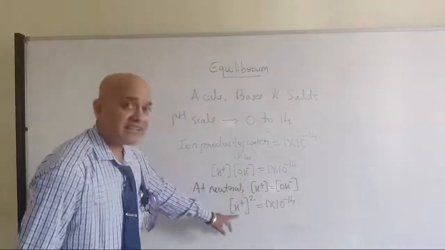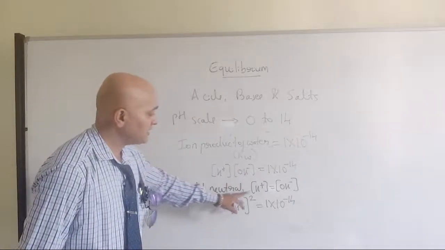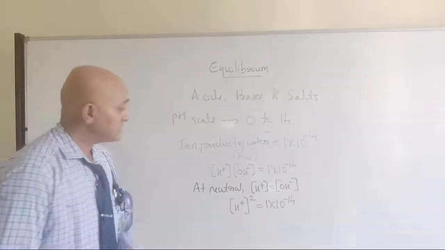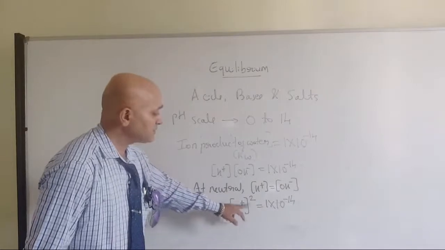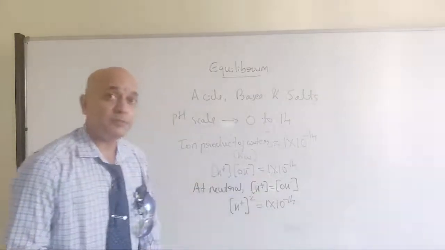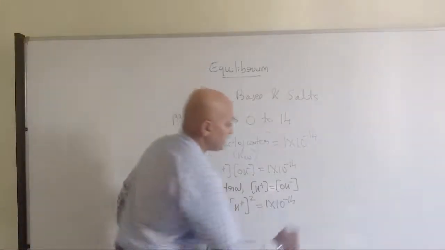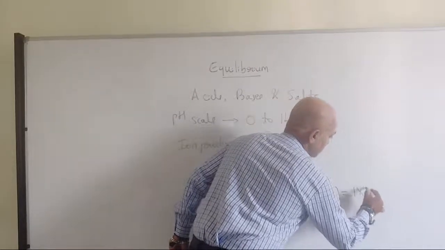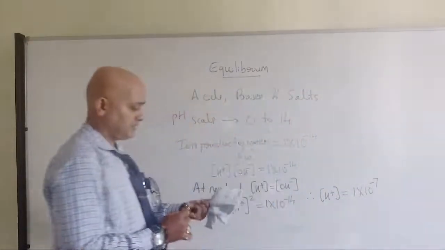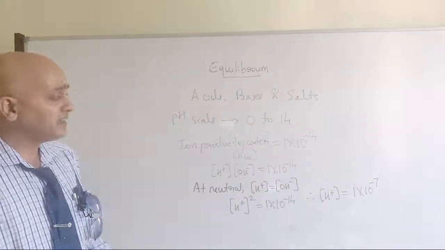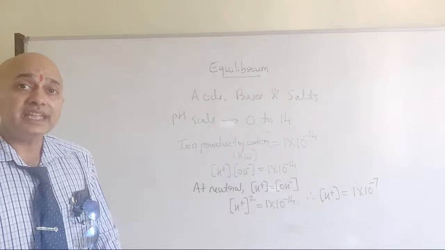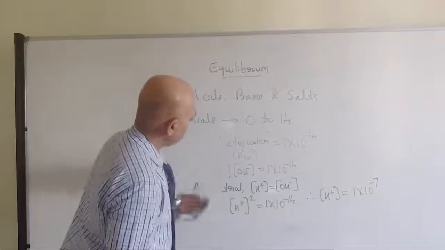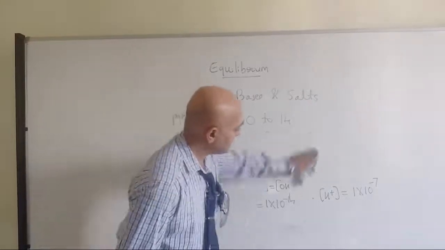I am taking this as H plus square because at neutral condition H plus concentration is equal to OH minus. So based on that, H plus square is equal to 1 into 10 to the power of minus 14. So therefore we can clearly tell that H plus concentration will be equal to 1 into 10 to the power of minus 7. So that will be the H plus concentration. Now we will calculate the pH. What will be the pH value for that one?